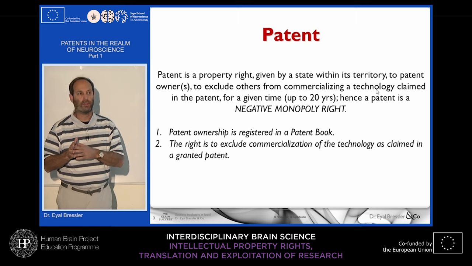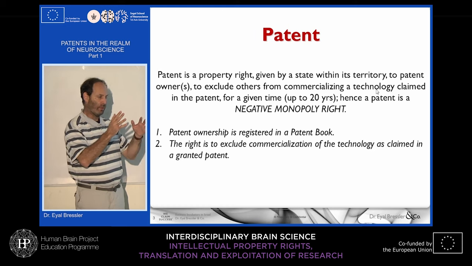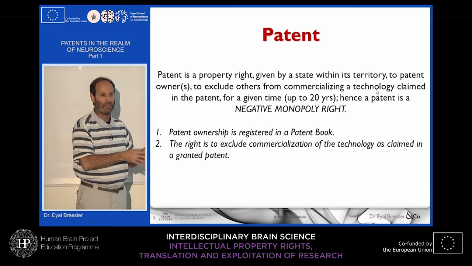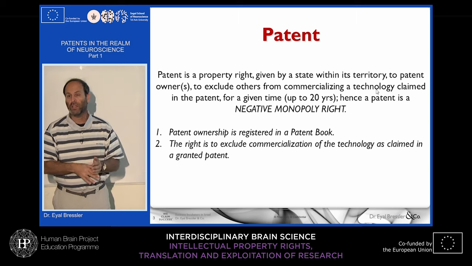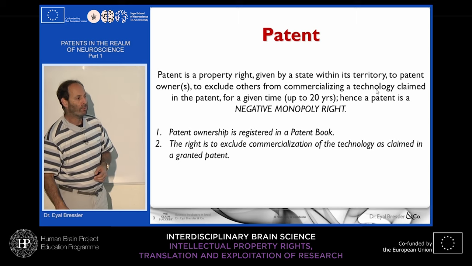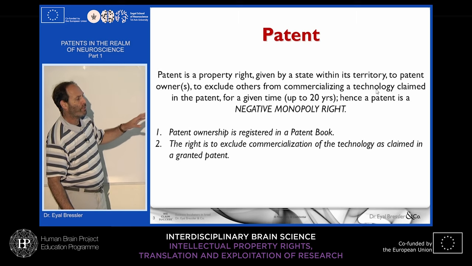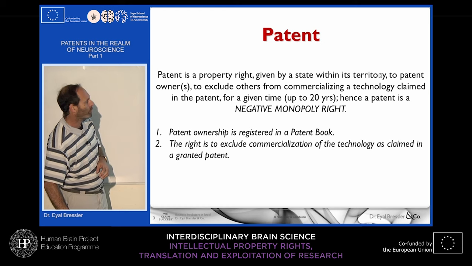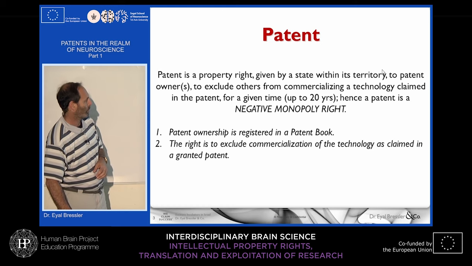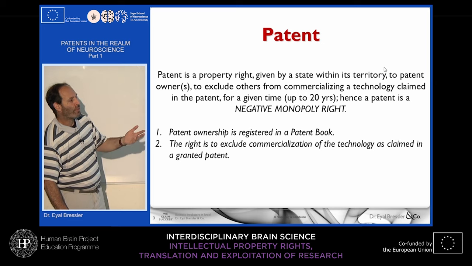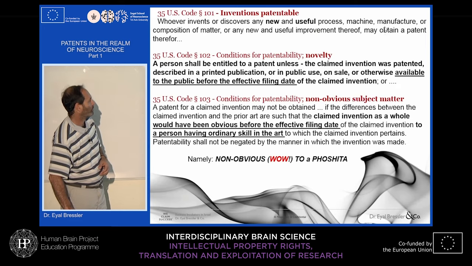There are kinds of intellectual property that are written in the book, like patents, like trademarks, etc., and there are intellectual properties which are not defined in the book. So we're talking about patents, and everything claimed in the book is excluding others from commercializing a technology.